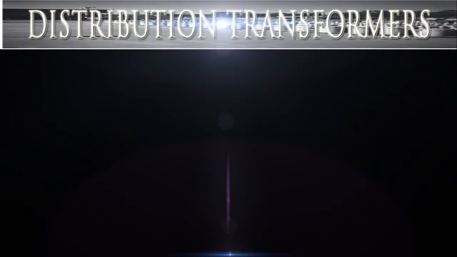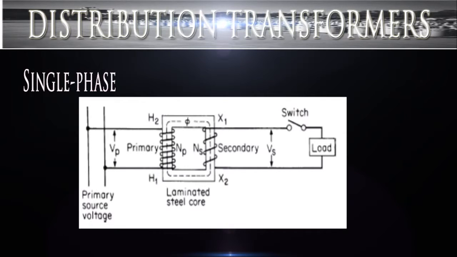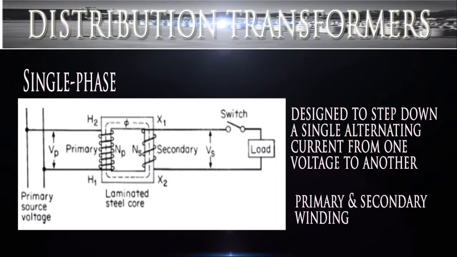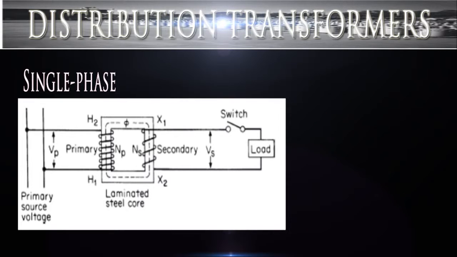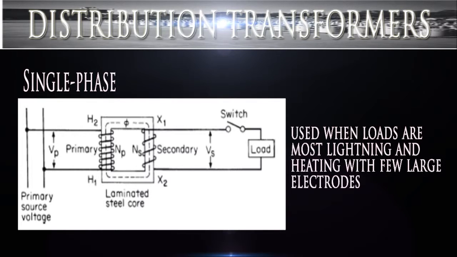A distribution transformer is either single-phase or three-phase, depending on its connections. Single-phase transformers are designed to step down a single alternating current from one voltage to another. It consists of a primary winding and a secondary winding wound on a laminated steel core. Single-phase distribution is used when loads are mostly lighting and heating with few large electric motors.